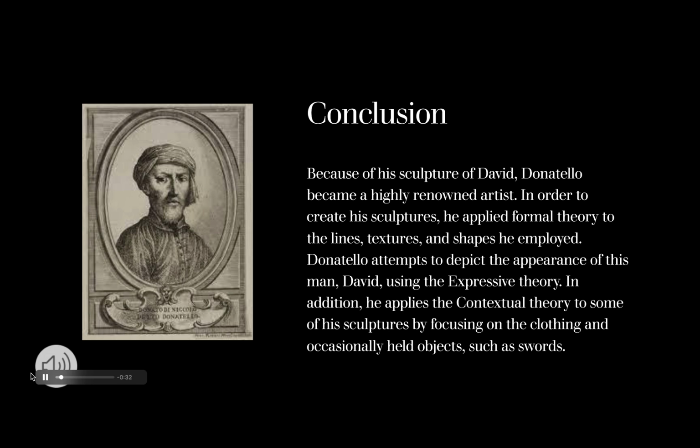Because of his sculpture of David, Donatello became a highly renowned artist. In order to create his sculptures, he applied formal theory to the lines, textures, and shapes he employed. Donatello attempts to depict the appearance of this man, David, using the expressive theory. In addition, he applies the contextual theory to some of his sculptures by focusing on the clothing and occasionally held objects such as a sword.